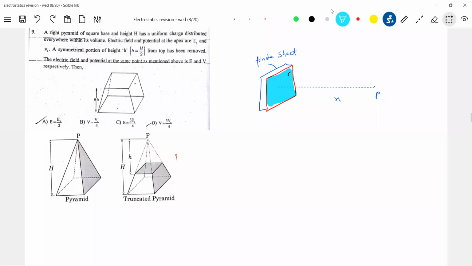So what to do? Dimensional analysis. The field at P can be determined by surface integral. The method is you assume one strip here, calculate the field at that point, then integrate, you'll get the answer. It'll be very lengthy. Don't explore all such things. No use for us.